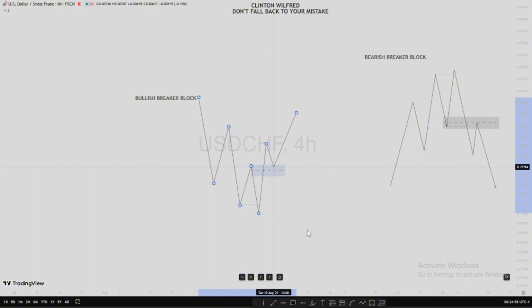For bearish, stop loss is at the down close candle highs, and for bullish, stop loss is at the up close candle lows.